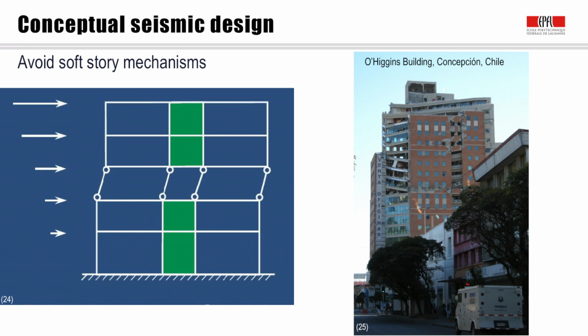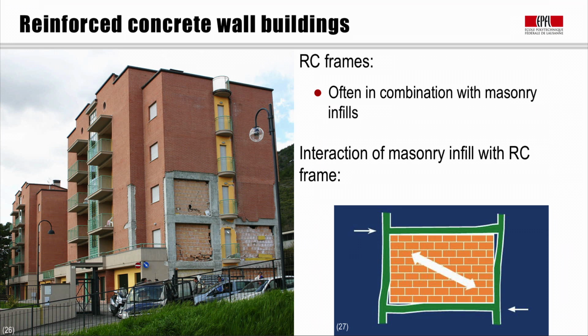Such soft stories are most common on the ground floor, but they can also form on upper floors. In the O'Higgins building, one of the upper stories partially collapsed, most likely due to the discontinuity of some of the walls. Let's now look a little bit more in detail at the other structural system that we mentioned before, frames.